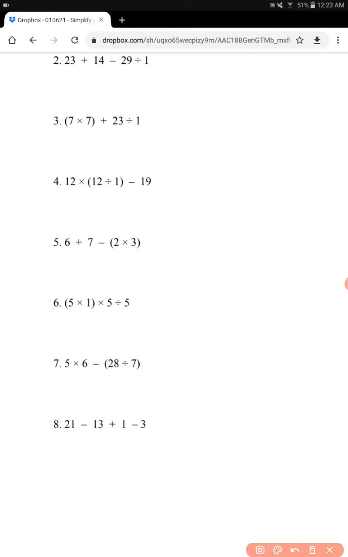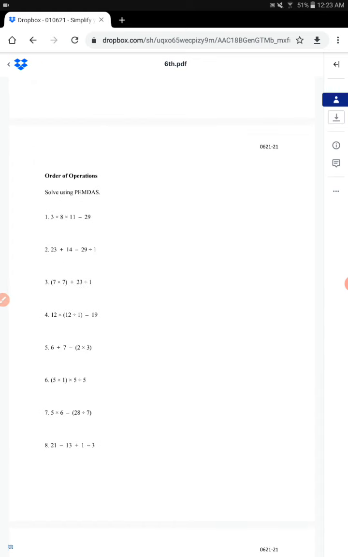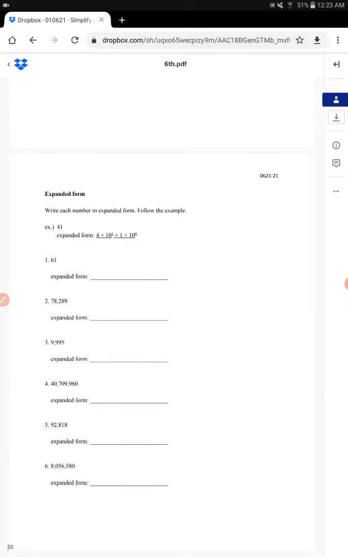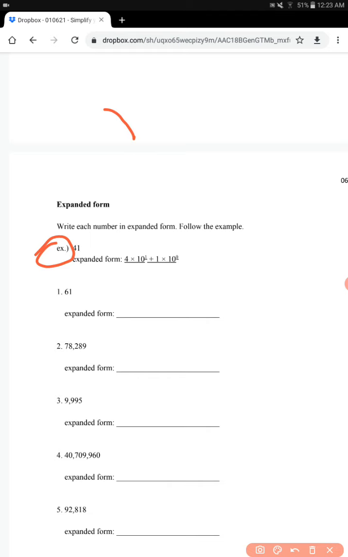Alright. Here are all the questions. Okay, so for our last page, we have write this in expanded form. And we already have an example, so you can just look at that. For a reminder, anything to the power of 0 is going to equal 1. You'll go into more depth with that in later years.